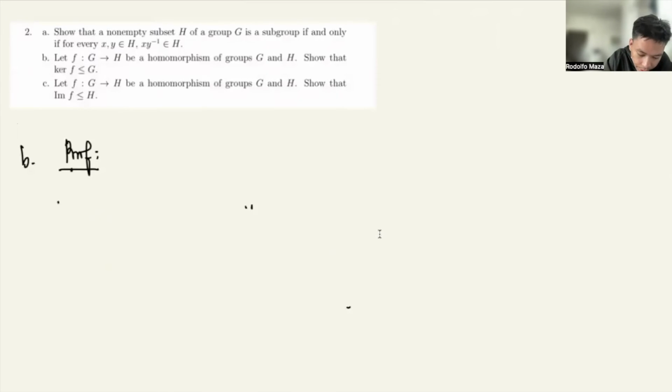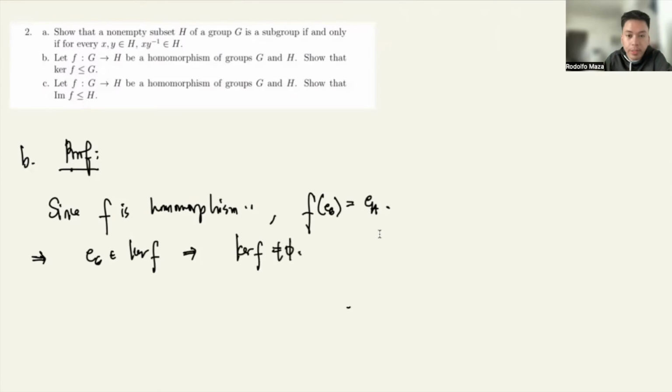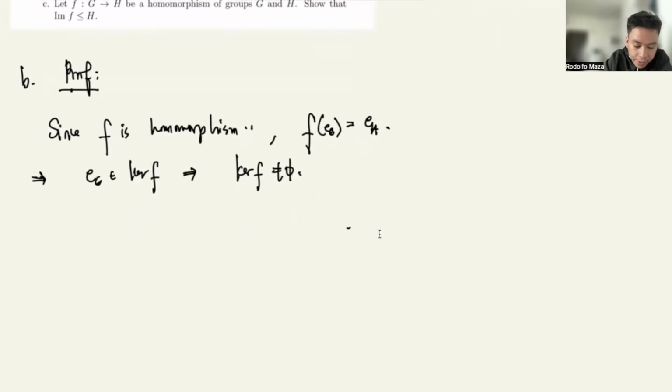So proof. Since F is homo, di ba F of E sub G is equal to E sub H? So, anong ibig sabihin nito? Implication is E sub G is in the kernel of F. Yan. So, therefore, the kernel of F is not empty. Alam natin na meron talaga siyang laman. Okay. So, how do we do this?